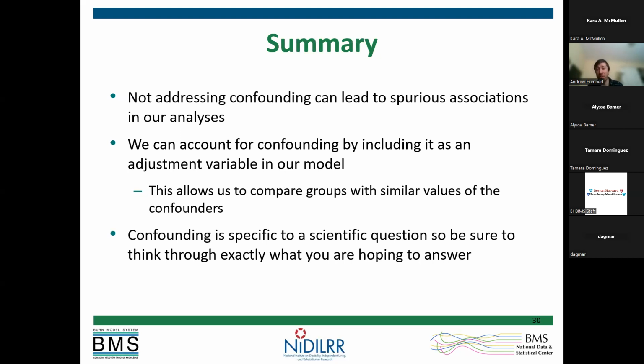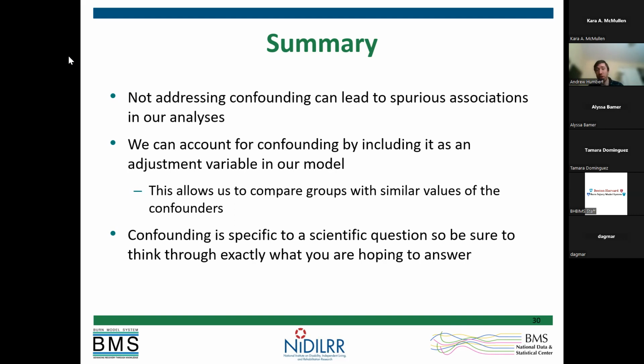We can account for confounding by including it as an adjustment variable in our model, which effectively allows us to make comparisons while conceptually holding that variable fixed. Essentially it allows us, again, to compare groups that have similar values for that confounder. Even if we're not controlling that variable through data collection, we're controlling through our model.